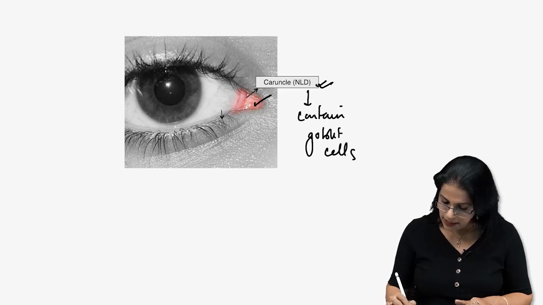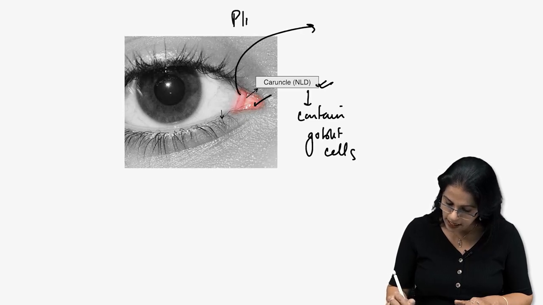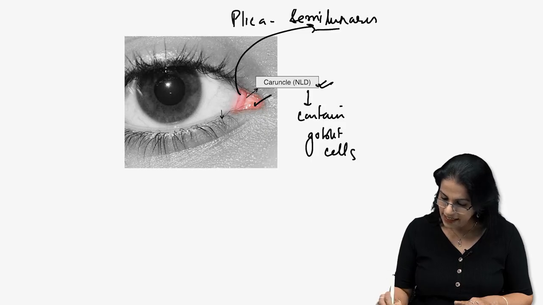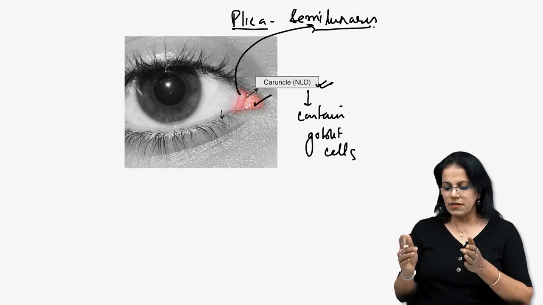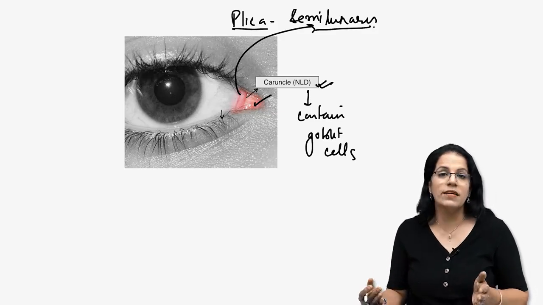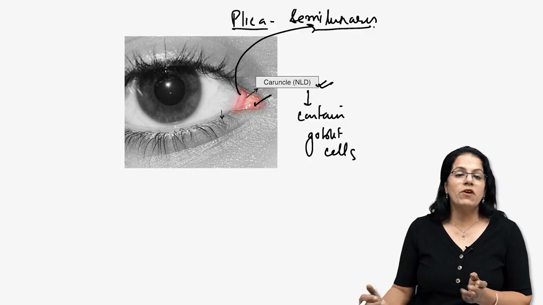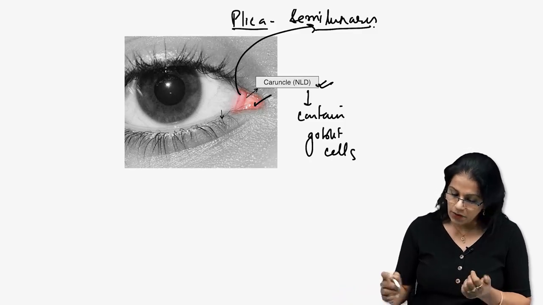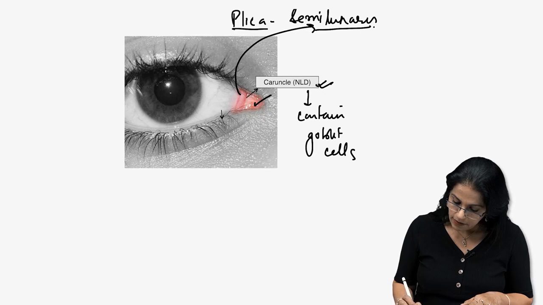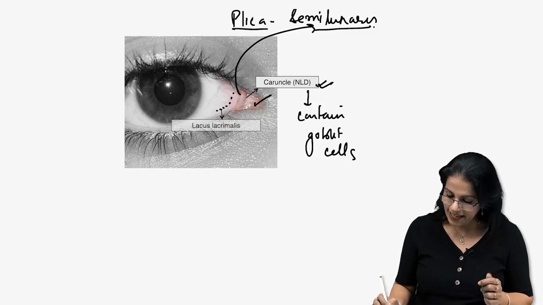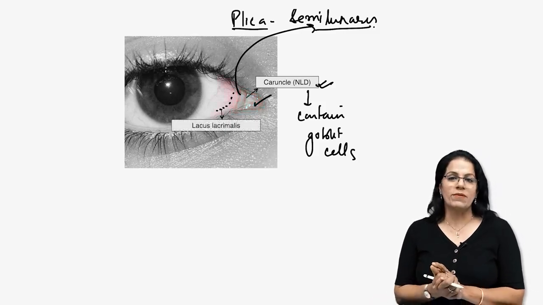Right? And can you see this fold of the tissue? This is what is called plica semilunaris. So you have to understand this is all a part of conjunctiva only, okay? This is almost analogous to the nictitating membrane for lower animals, right? Now, this tear film that is formed, which collects at this area, that is what is called lacus lacrimalis.